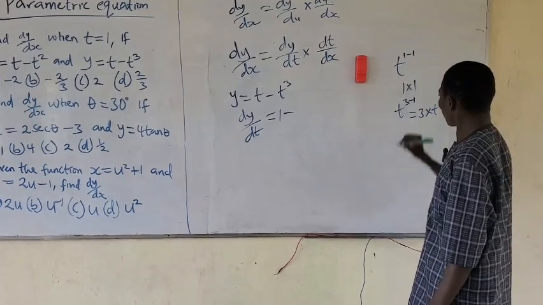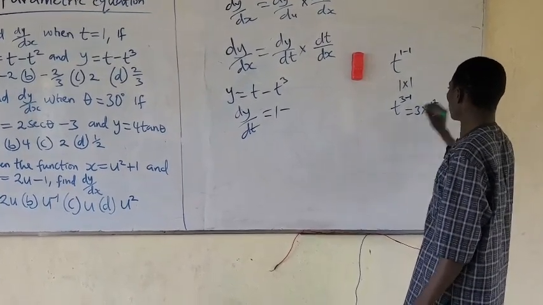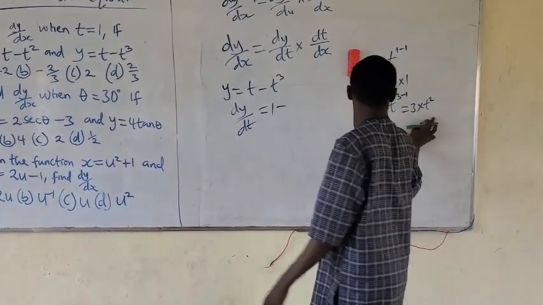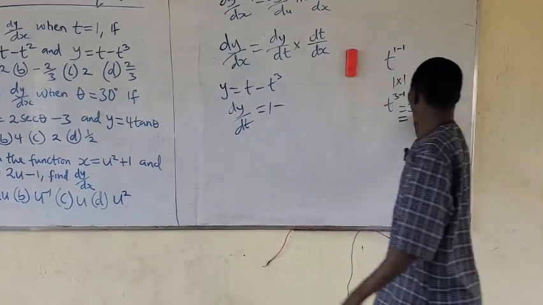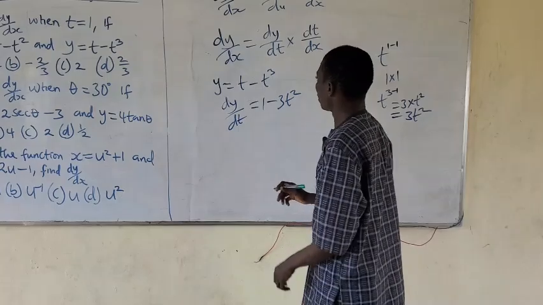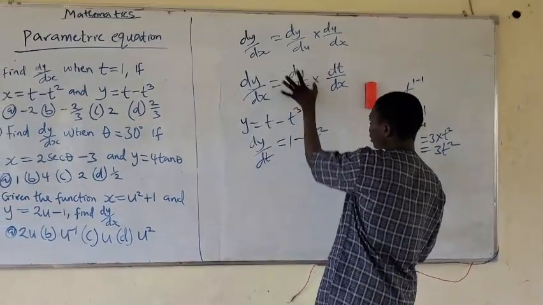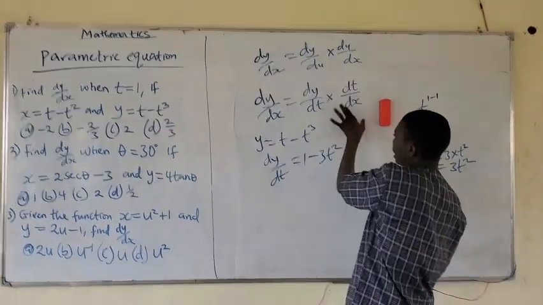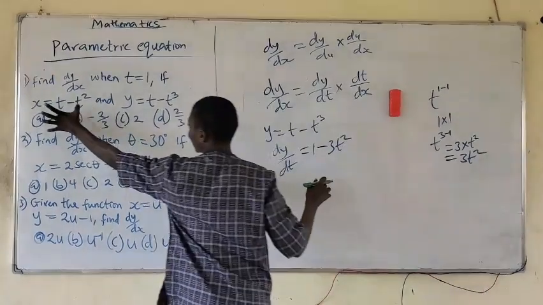Now, if you subtract 1 from the power, we are left with 2. So here will give us 3t squared. So it will be 3t squared. Now, that is our dy/dt. We have gotten the dy/dt. We are now left with dt/dx, but we are going to get our dt/dx from this.